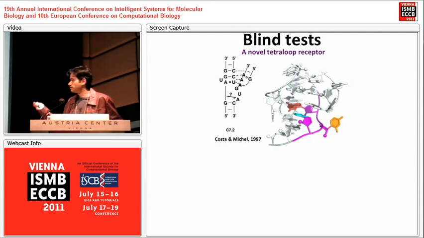And this is weird because the U is not doing anything. Okay, it's bulged out into solution. It basically seems to act as a spacer nucleotide. We have tested this model through subsequent chemical mapping experiments.